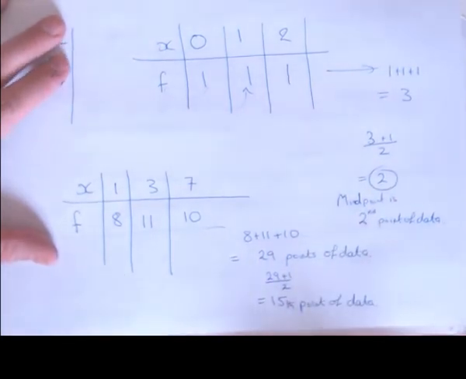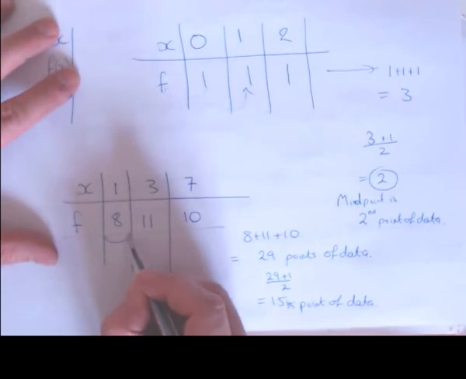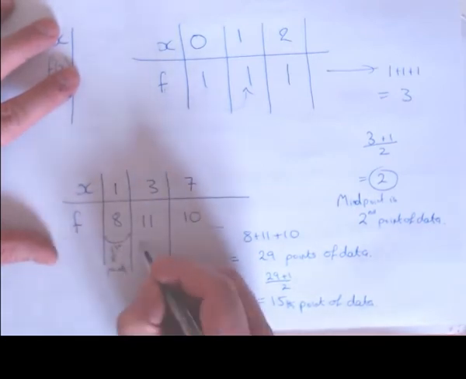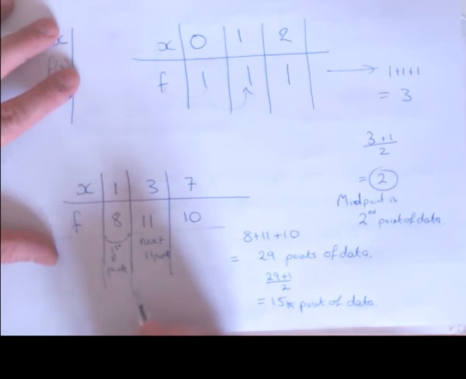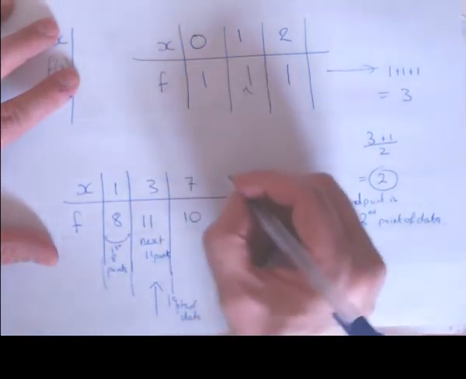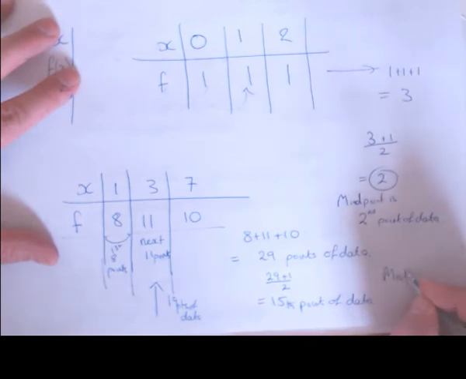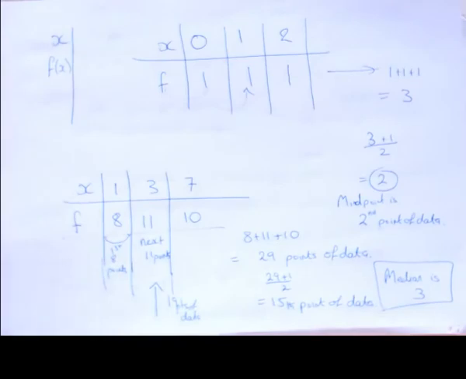Where is our 15th point of data? Well, the first 8 are in here, first 8 points. The next 11 points. So that's 1, 2, 3, 4, 5, 6, 7, 8 points, and that brings us up to 19 points of data. So the 15th must be in here. So our median is 3.